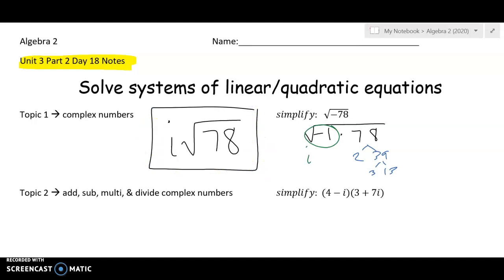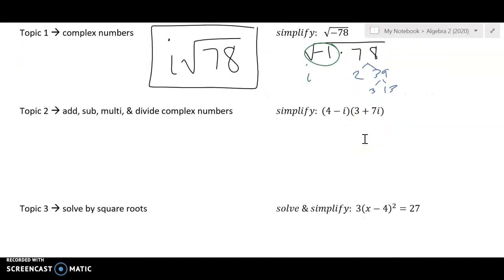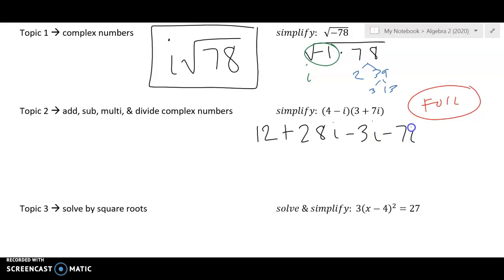Topic 2, adding, subtracting, multiplying, and dividing complex numbers. We did all those different types, but this first one is a multiplying. So this is the one where, and I'm going to write it on the side here, you FOIL. First terms, 4 times 3 is 12. Outer terms, 4 times 7i is positive 28i. Inner terms, negative i times 3 is negative 3i. Last terms, negative i times 7i is negative 7i squared.